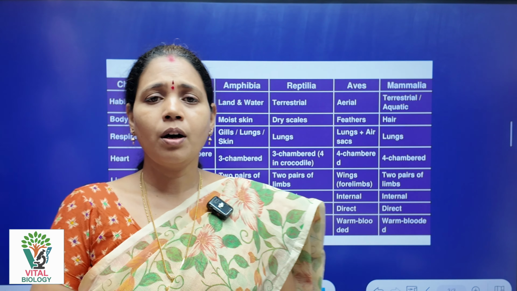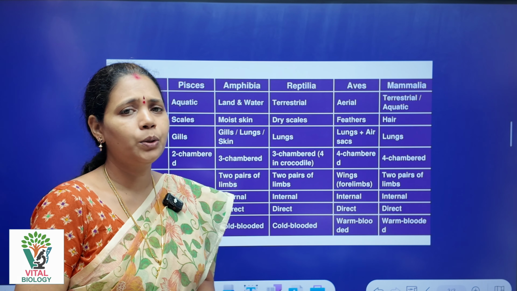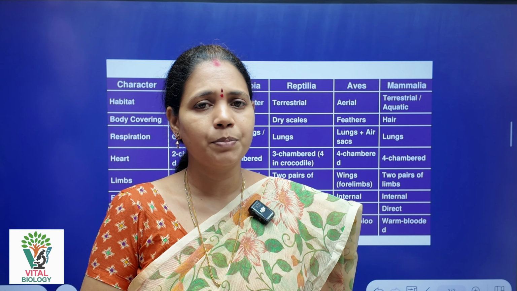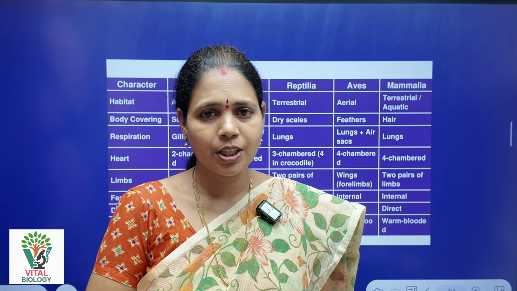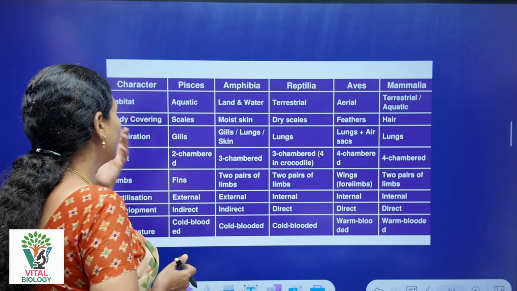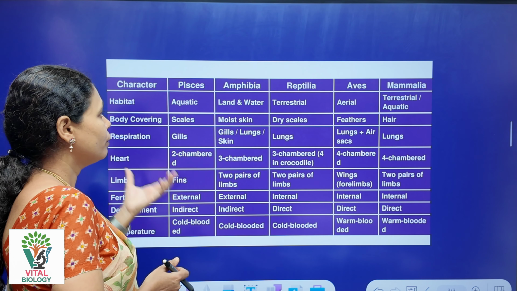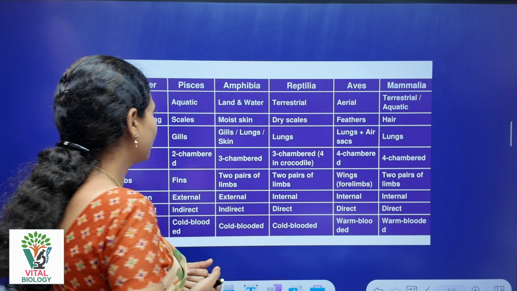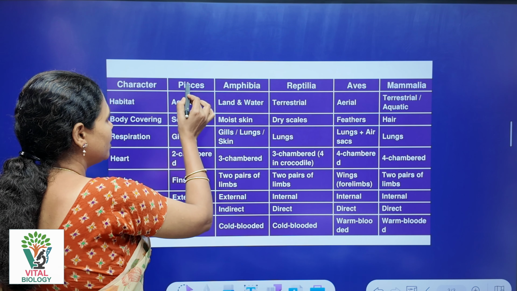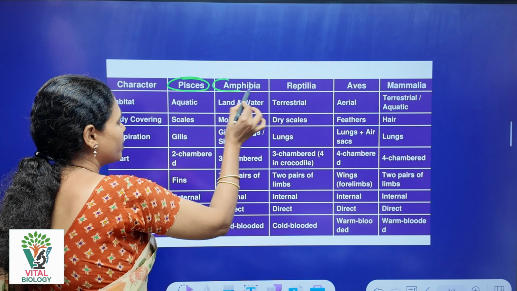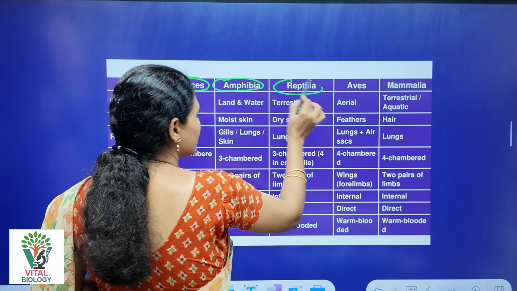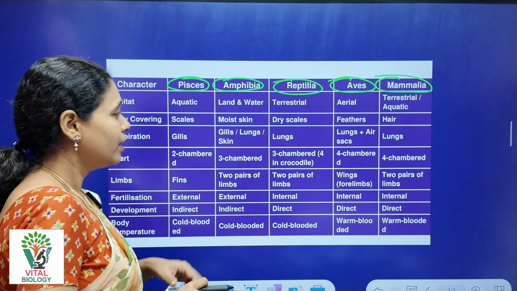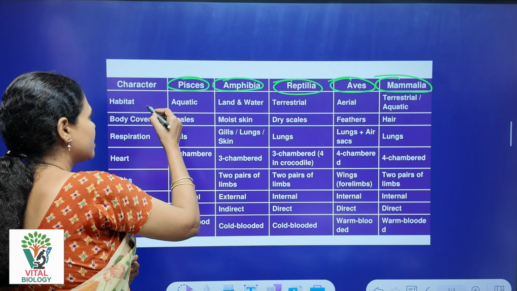Up to now we have studied how, in the animal kingdom, the basic features help to differentiate the organisms. Now we will mainly focus on the key characteristic features which vary from one vertebrate to another. Here we took various vertebrates like Pisces, amphibians, reptiles, aves and then mammals. In this table, we see the main habitat.